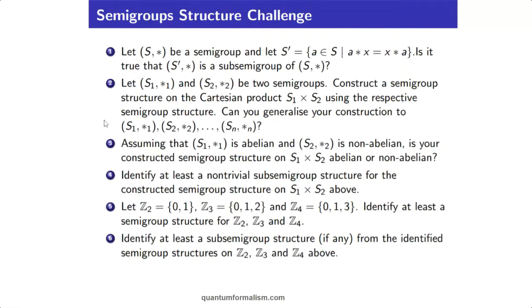Another trickier one is to consider, for example, if S1, the first semigroup, is abelian, but the second one is non-abelian. The question is whether the Cartesian product, with whichever construction you came up with, is abelian or non-abelian. This is a challenge for you. And another challenge I have is to identify at least a non-trivial.